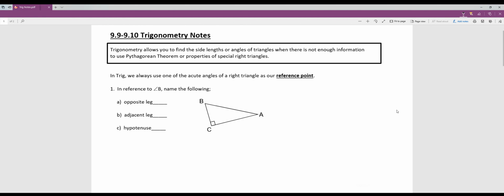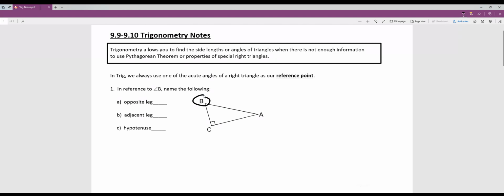So, in trig, we use a reference angle, which is one of our acute angles of the triangle. And so here we're just going to start by introducing you to some vocabulary. Okay, so here in number 1, if I'm going to have angle B serve as my reference angle, then I need to label the 3 sides of my triangle with what we call the opposite, adjacent legs, and the hypotenuse.